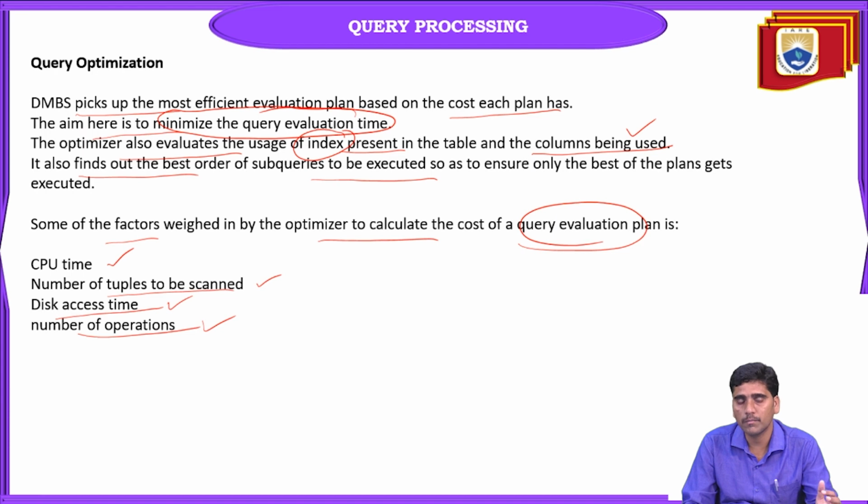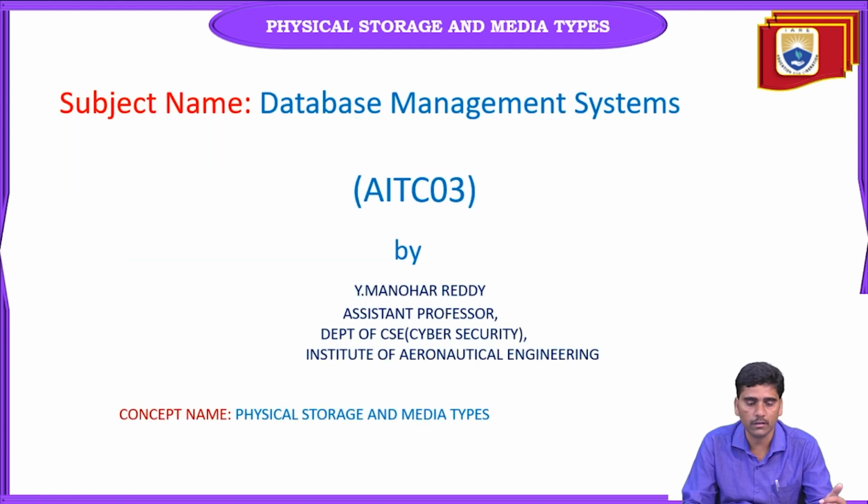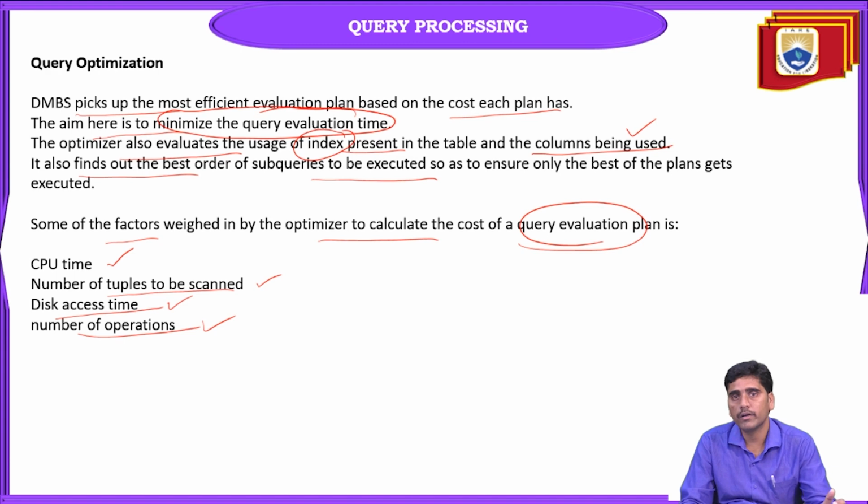So the main query optimization factors are CPU time, the number of tuples to be scanned, disk access time, and the number of operations to be performed. So this is all about query processing and query evaluation.